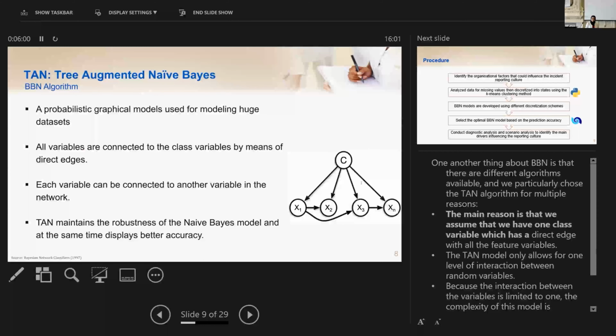Another thing about the Bayesian belief network model is that it works with different machine learning algorithms. In particular, I chose to work with the tree augmented naive Bayes algorithm for many reasons. One of the main reasons is that we assume we have one class variable that has a direct edge to all feature variables. The TAN model also allows for one-level interaction between the random variables. Because the interaction between the variables is limited to one, the complexity of the model is reduced. So the TAN model maintains the robustness of the naive models, as well as increasing its accuracy.